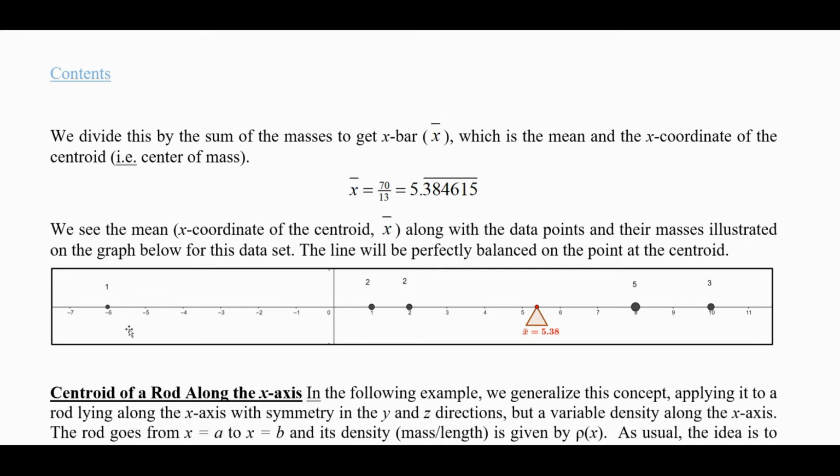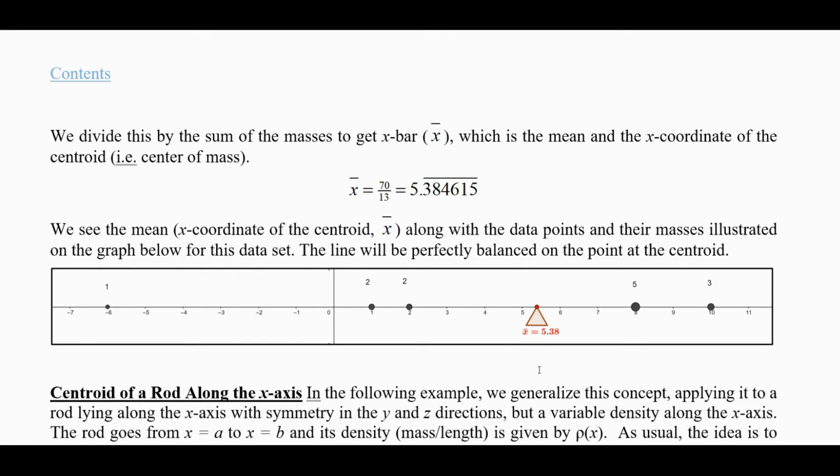So here you can see the points. I've got one at -6, that one's weight 1. We have two masses of weight 2 at 1 and 2. I've made the dots a little bigger and put the numbers above so you can see that. A little bit bigger, heavier mass of 3 at 10. The heaviest one is mass 5, and it's at 8. And we see that the balance point is right here. It's approximately 5.38, and that's the balance point where that would balance perfectly.